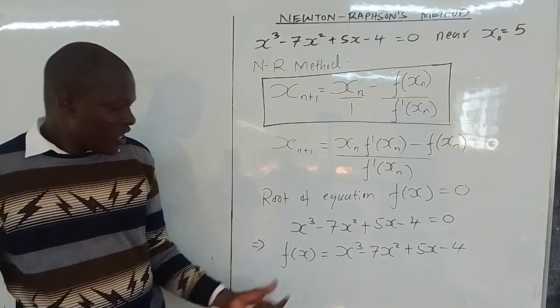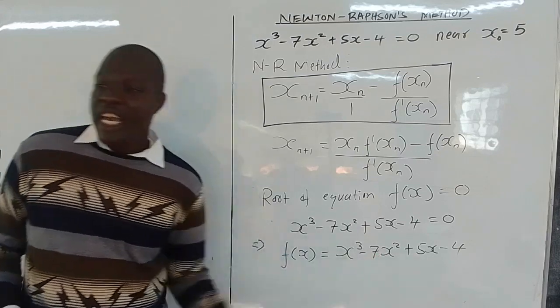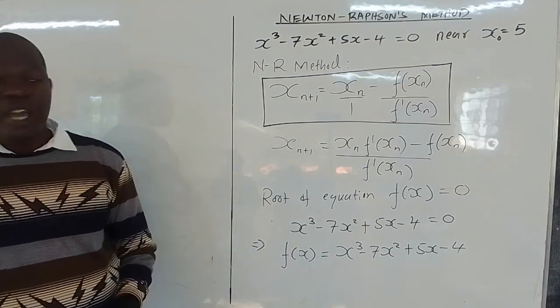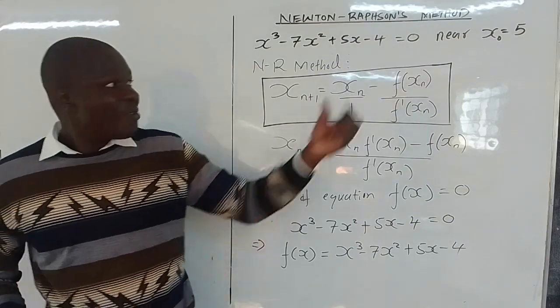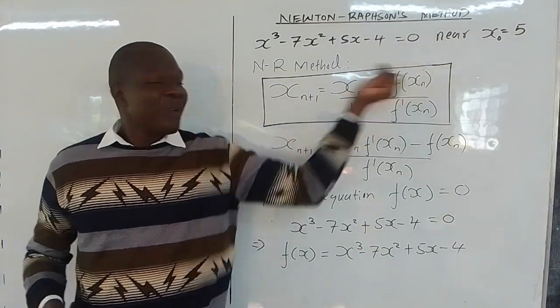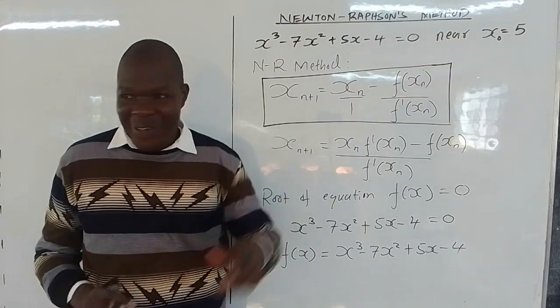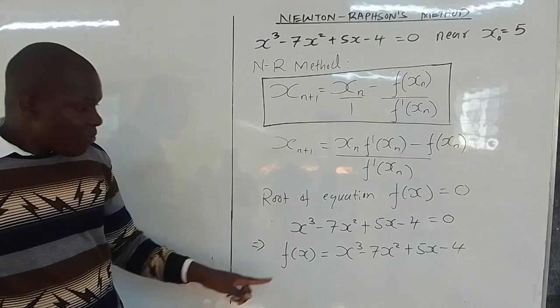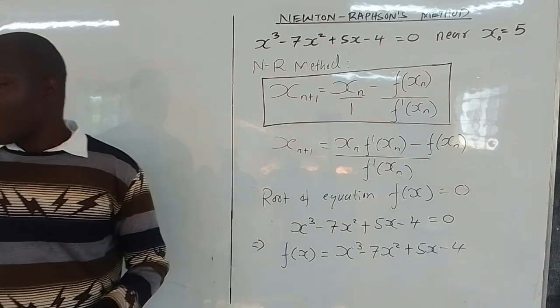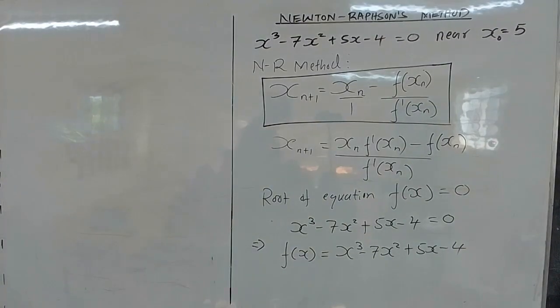Good. So it means our function f of x is that. Meaning for you to get the function f of x from the equation, the equation must be equal to 0. Meaning if there is anything this side of the equation, you move it to the other side until you remain with 0 on the other side. Are you seeing? Are we together? Yes. So we've now found the function f of x.